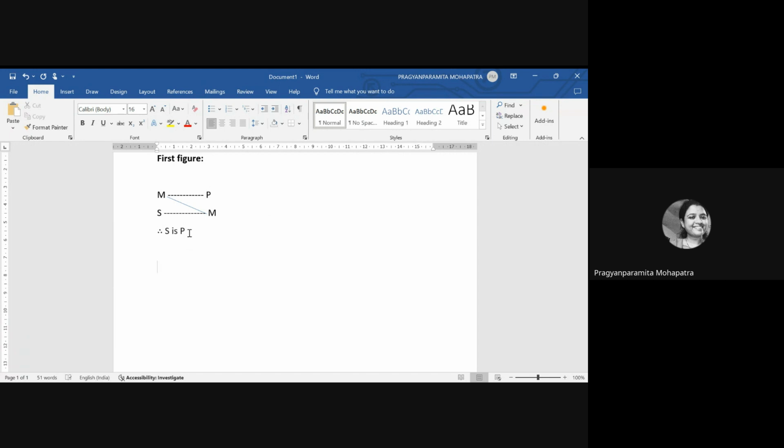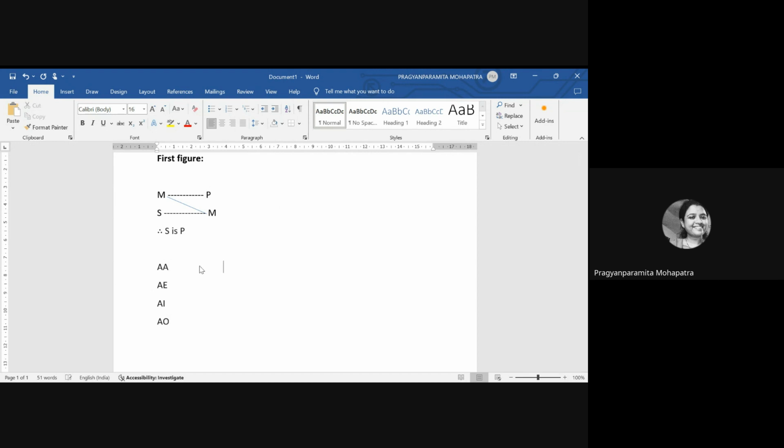So the major premise could be A and the minor premise could be A. Yes or no? Yes, ma'am. The major premise could be A, minor premise could be E. The major premise could be A, minor premise could be I. And the major premise A, then the minor premise O. Amrish, are you getting it? Yeah. Okay. Now we have done with A.